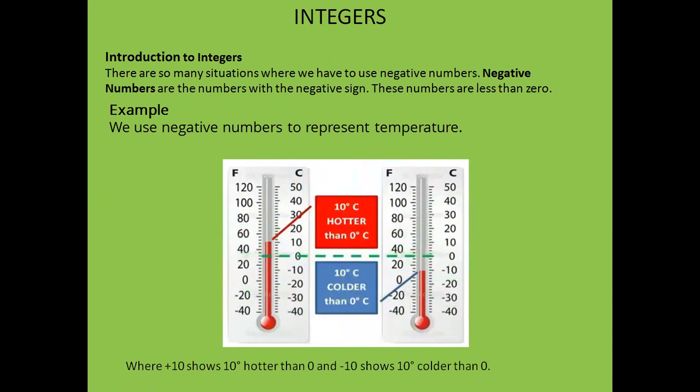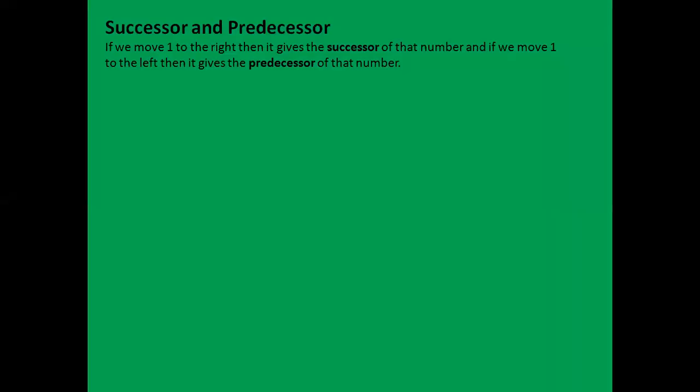So this is the Fahrenheit scale and the Celsius scale. Plus 10 identifies 10 degrees hotter than 0, and minus 10 shows 10 degrees colder than 0. So in these cases we are using negative and positive numbers. Another example: we go to a bank, deposit money means positive and withdraw money means negative.